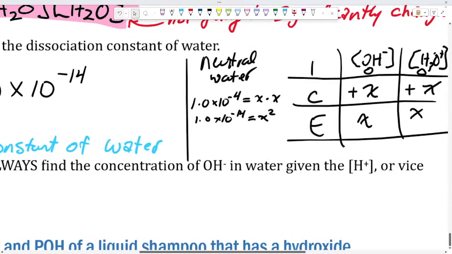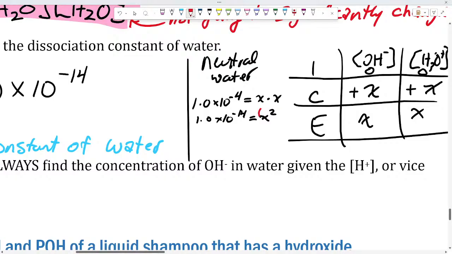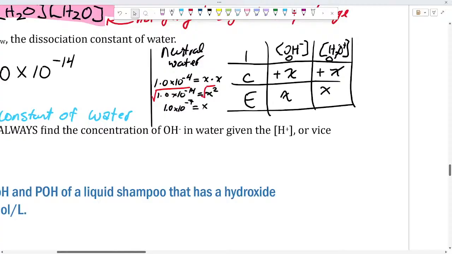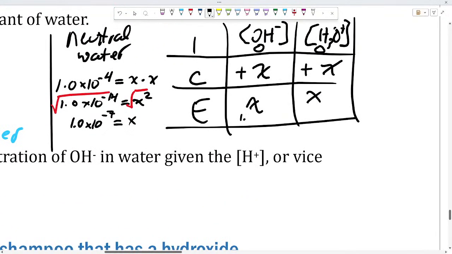So how would we solve for X? We take the square root of both sides. And that means that if we take an X, what's the square root of 1 times 10 to the negative 14? Well, obviously it's 1 times 10 to the negative 7. So the reason neutral water has a pH of 7 is because 1.0 times 10 to the negative 7 is the concentration of both OH minus and H3O plus in neutral water.